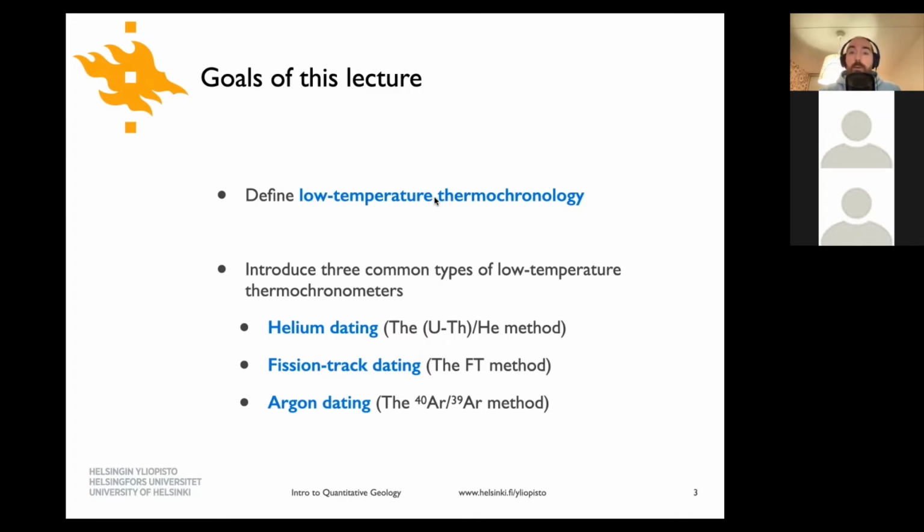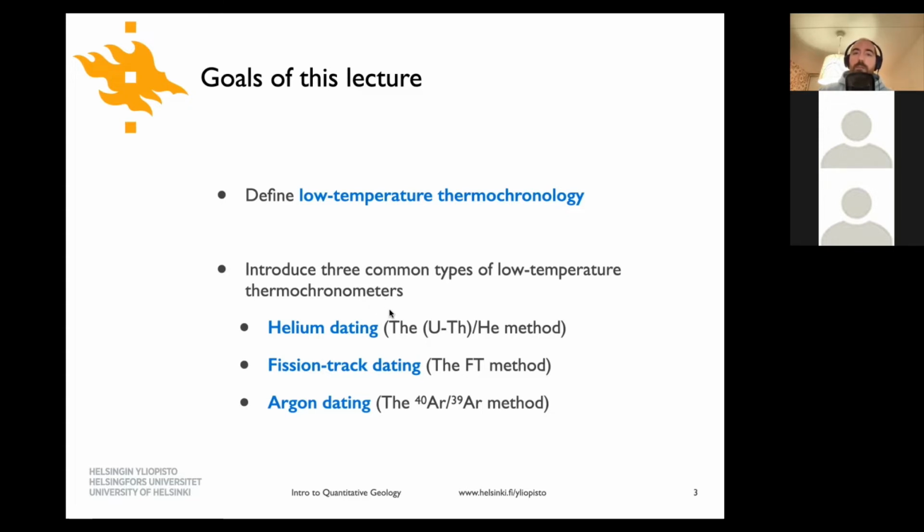But today what we're going to talk about is low temperature thermochronology. So conceptually, this isn't really different from other kinds of thermochronology. It just applies to low temperatures, and really what that means is we're going to be introduced to a couple different low temperature thermochronometers. So these are different dating methods that are used. The reason for introducing this has to do with what we'll do in exercises 6, 7, and the final paper.